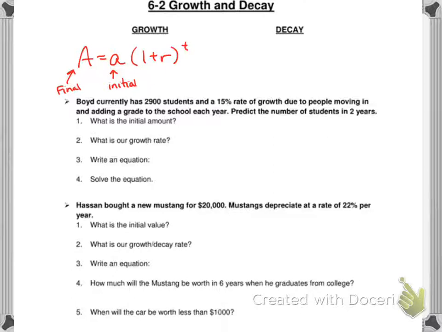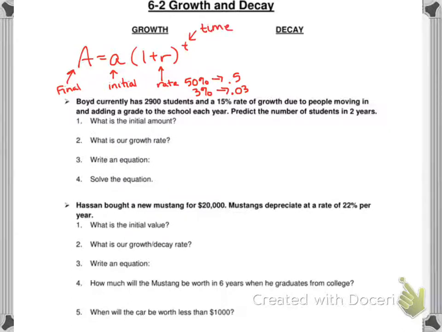Okay, r is the rate, and it needs to be given as a decimal. So if it's 50%, you would write it as 0.5. If it's 3%, you would write that as 0.03. Okay? And t stands for time.